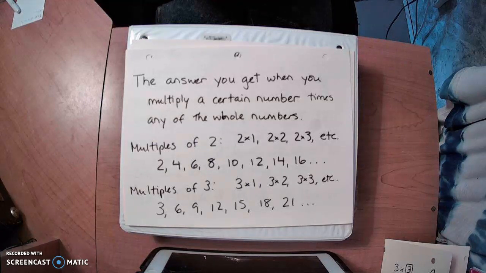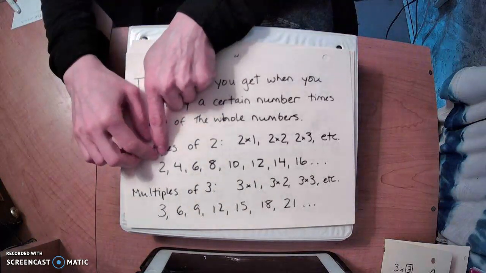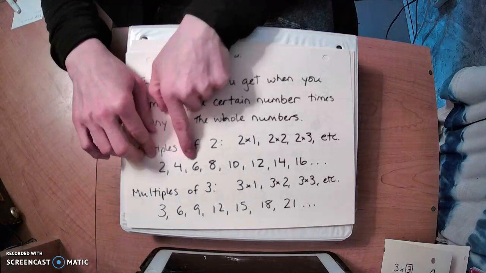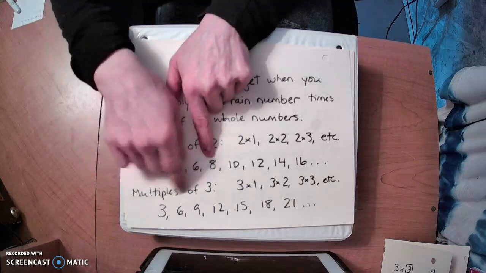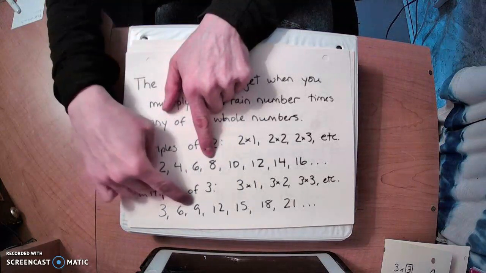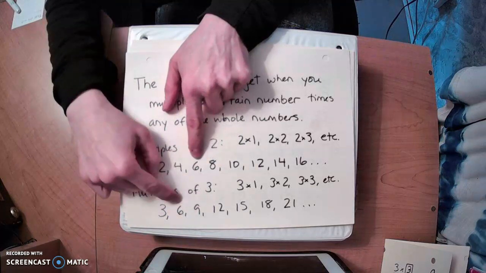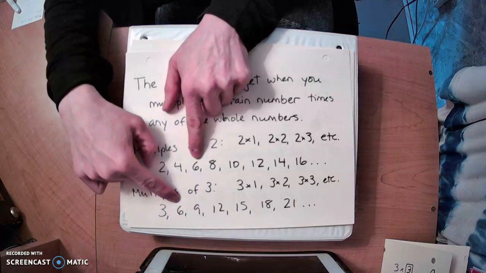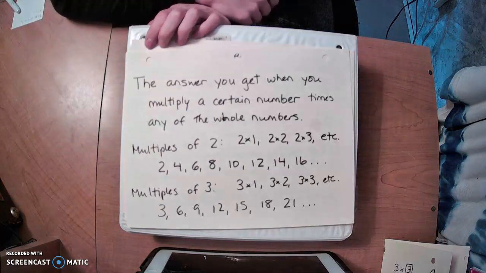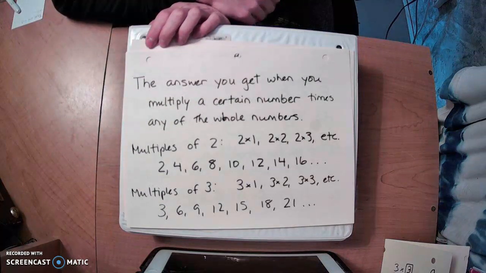The least common multiple of 2 and 3 would be the smallest number that is in both of these lists, in both of your skip counting lists. So if we look at both lists, well, multiples of 2 are 2, 4, 6, 8. Multiples of 3 are 3, 6, 9, 12. Both of these share a 6 in common, so the least common multiple of 2 and 3 would be 6.